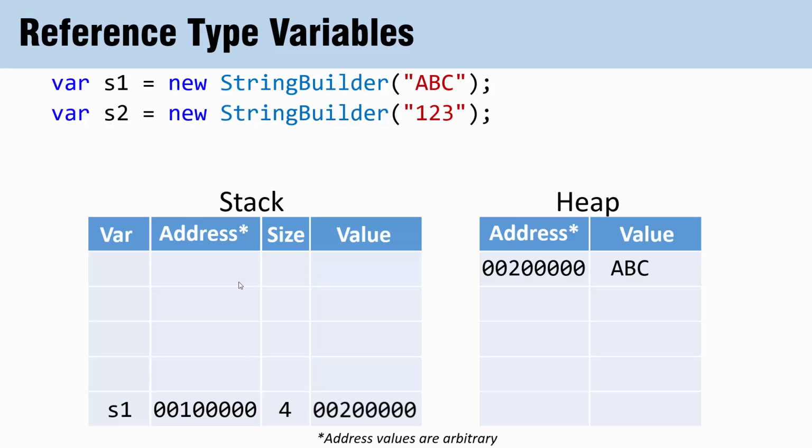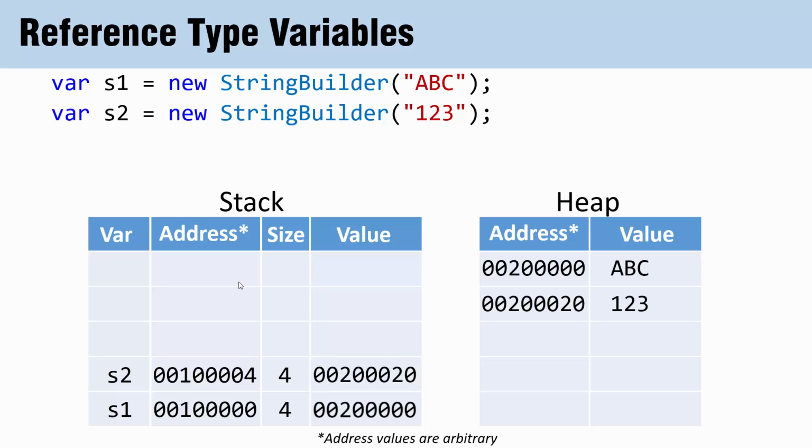Creating another StringBuilder, we get the exact same process. Again, another variable is allocated in the stack. Its data is stored in the heap at some arbitrary location that the CLR decides. And then that address from the heap is copied to the value of that particular variable in the stack.